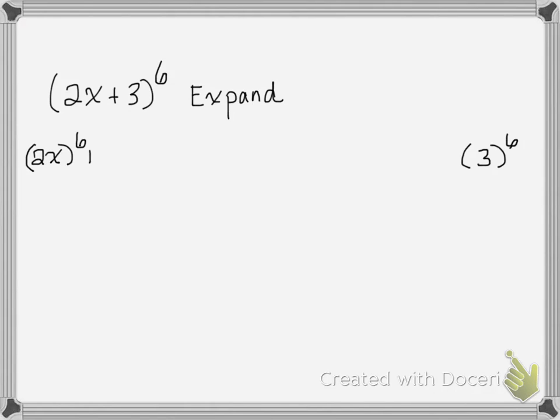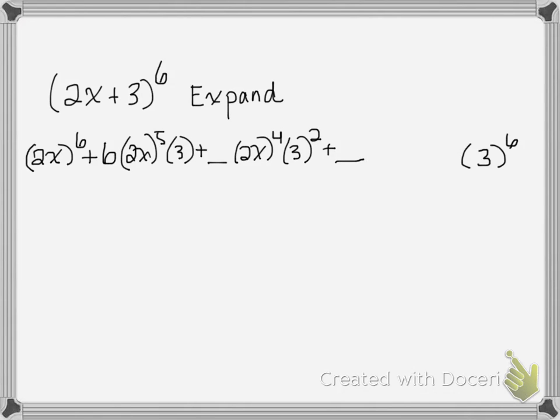And then in between, see if you can track me applying what we have learned about the expansion up to this point. So the first coefficient is going to be 6. The 2x is going to drop to the 5th power, and then I'm going to bring in the 3 to the 1st power. On the next one, I need the coefficient. The 2x is going to drop to the 4th power. The 3 is going to go up to the 2nd power. And then another term, the 2x is going to go to the 3rd power. I'm going to run out of space over here, so I'm going to take this 3 to the 6th out. And then the 3 is going to go up to the 3rd power.